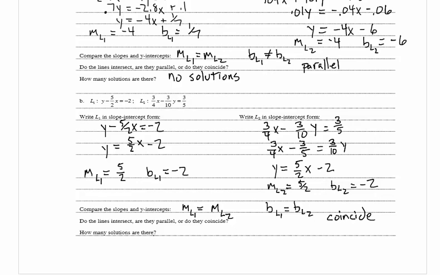And now they ask how many solutions are there. And if we have coinciding lines, then we have infinite number of solutions.